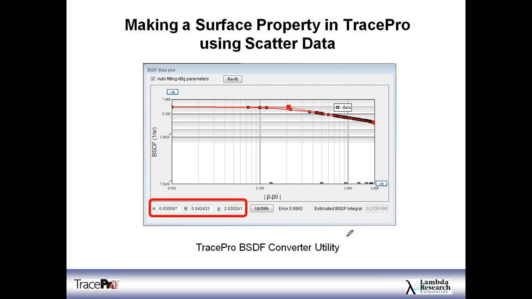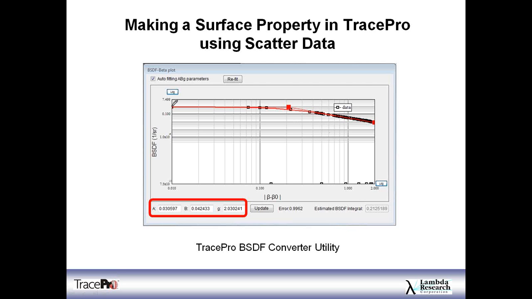So we're looking at data from CASI, from the CSV files, from the scatter scope, Alanod data. There's a few other options there as well. And sometimes that data is not always in the beta minus beta naught format that TracePro uses. So this utility will allow you to convert that from scatter versus angle to scatter versus beta.